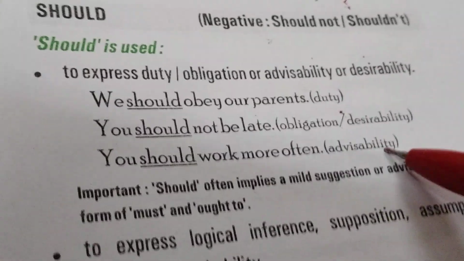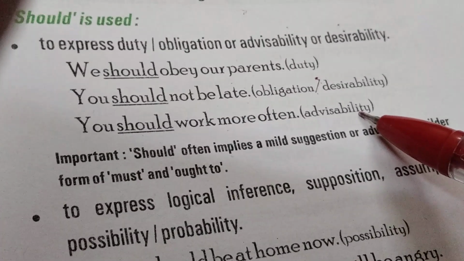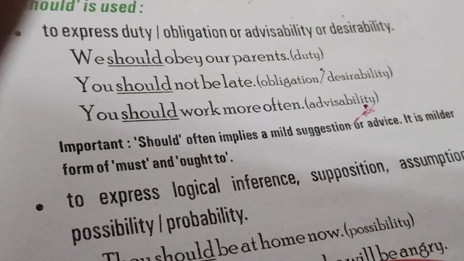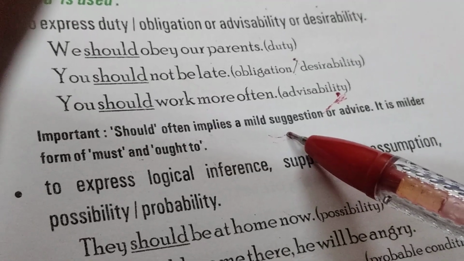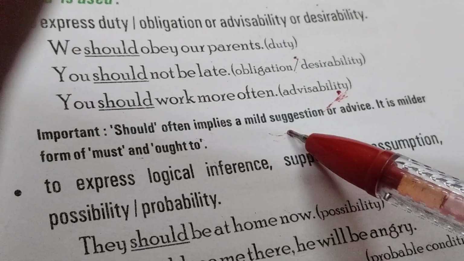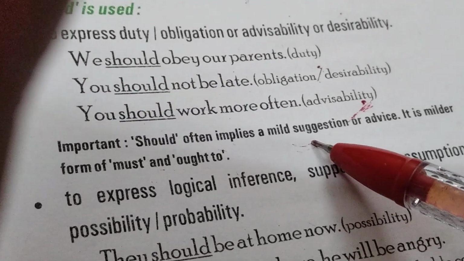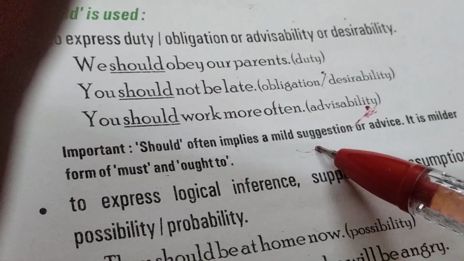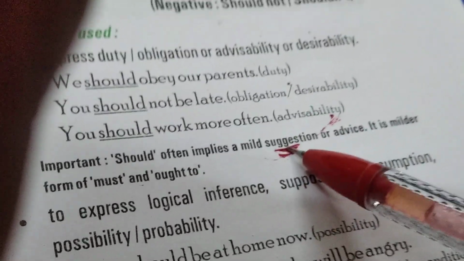It is obligation and desirability, and you should work more often. This is for advice. Should often implies a mild suggestion or advice. It is a milder form of must and ought to. This is quite important. When we get confused between should, must and ought to, should is quite mild.